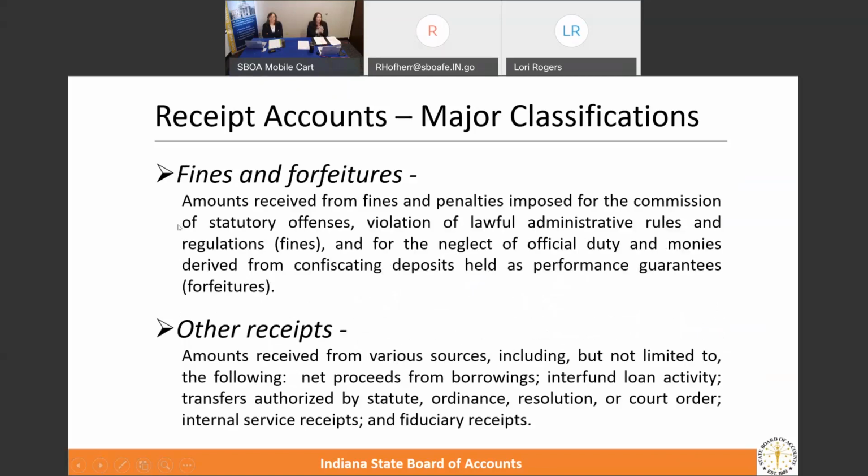All right, and towards the end here, we have fines and forfeitures. So these would, you know, I'm thinking of a city. I got a speeding ticket and I go pay that. That's a fine that I'm paying.